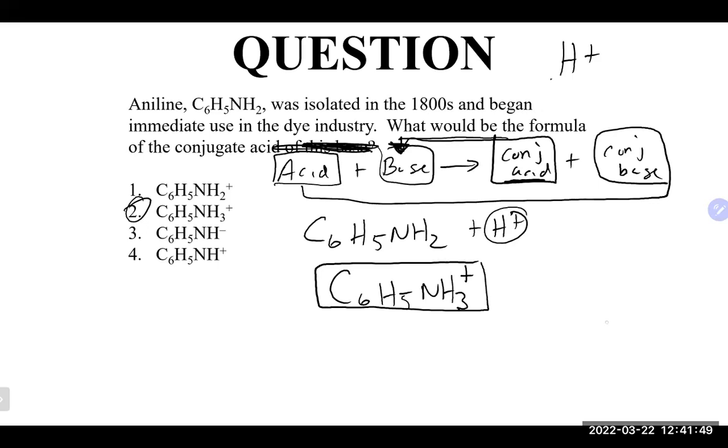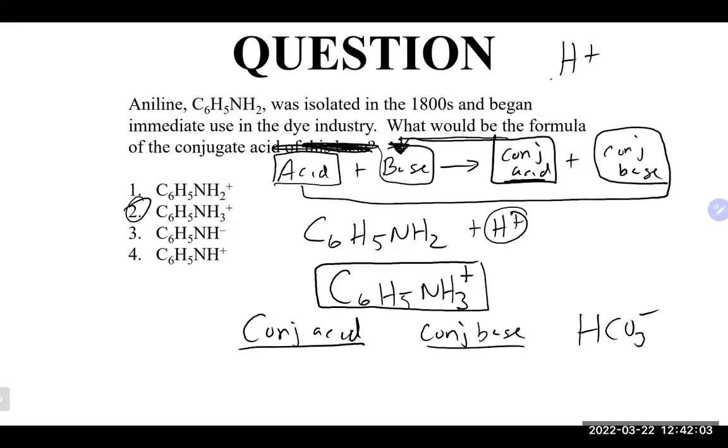All right, so why don't you try HCO3 minus. Let's do the conjugate acid, and let's also do what is the conjugate base. So in one case, I want what the conjugate acid would be, and in the other case, what would be the conjugate base. Starting with HCO3 minus, a little bicarbonate.